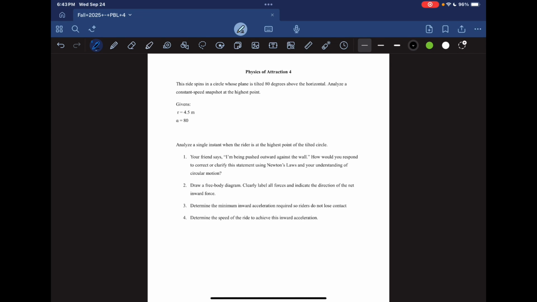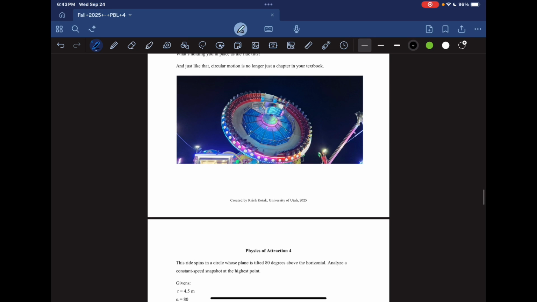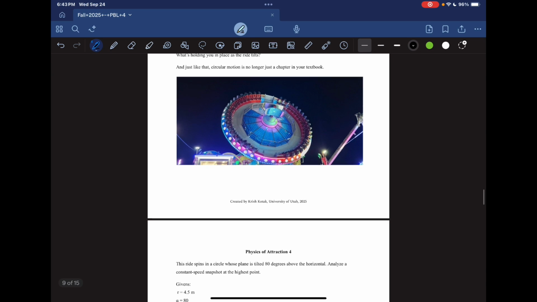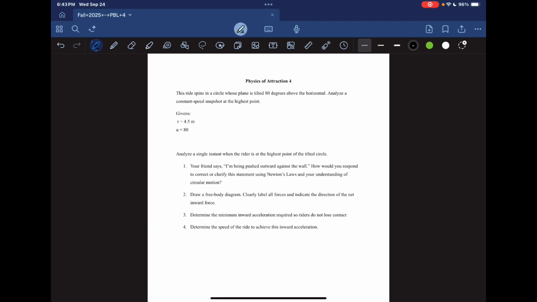Okay, for this next problem, we have another force problem with a ride that looks like this. Maybe you've been on one of these. I think I rode one once called a Gravitron, which was a lot of fun. But we have a ride spinning in a circle. The plane is tilted 80 degrees above the horizontal, at constant speed, so we know it's uniform circular motion at the highest point, given that R is 4.5 meters and alpha, sorry, that's an alpha, is 80 degrees.